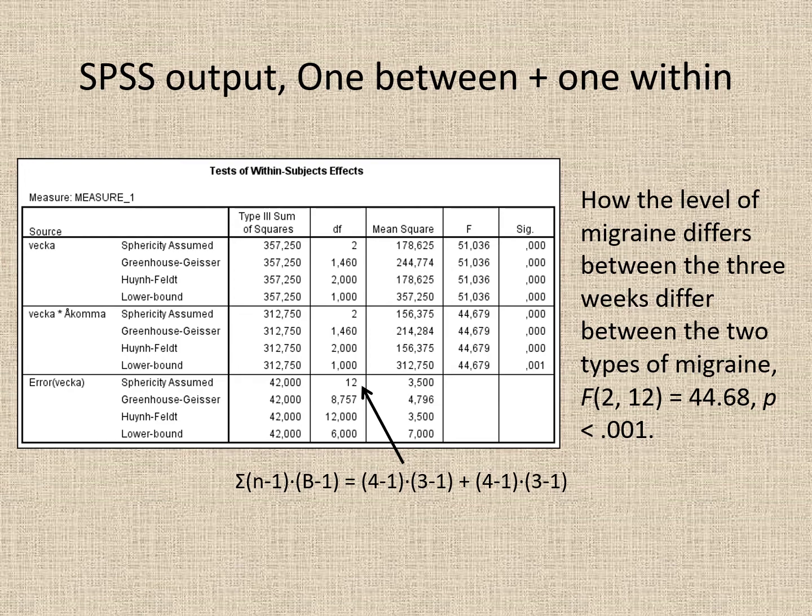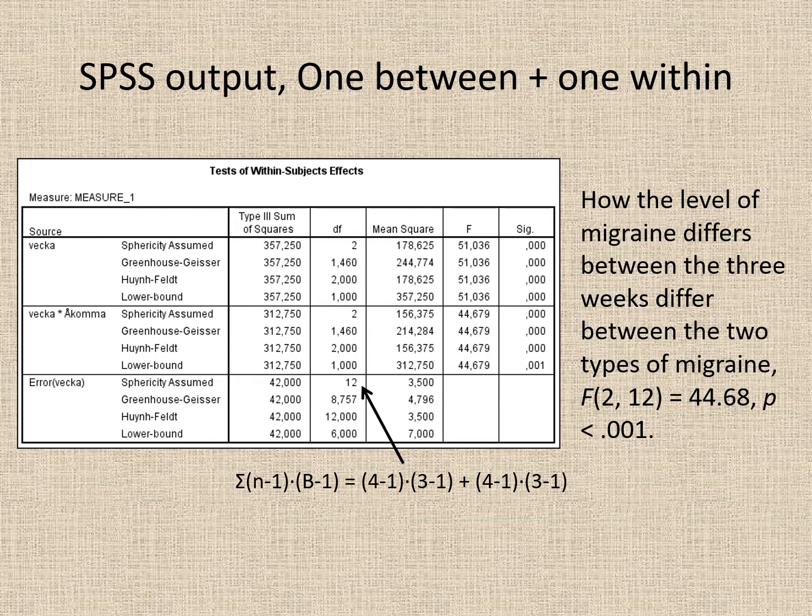So this means there is a general change. Well, there is a difference between at least 2 of the weeks when it comes to average level of migraine. But this difference between the weeks looks different depending on what type of migraine you have, because we have a significant interaction here. How would we continue from this?